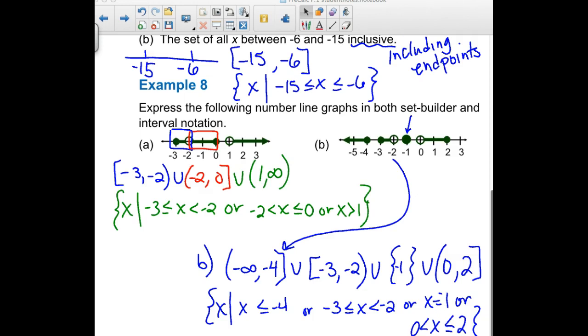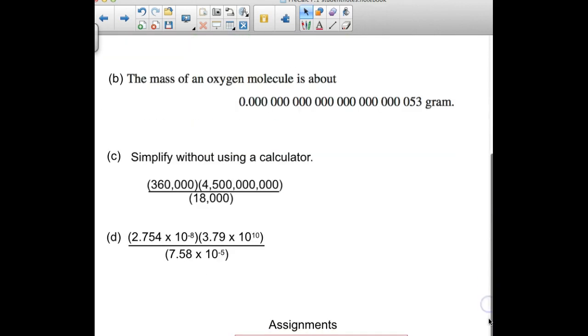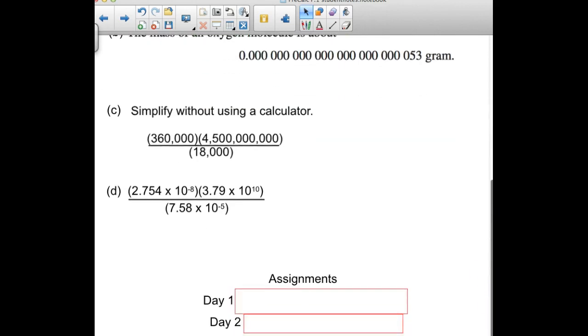Okay, so that's where we're going to stop notes today. For your first day's assignment, you are going to work on pages 9 and 10, questions 1 through 21, 22 to 28 even, and 30 to 40.